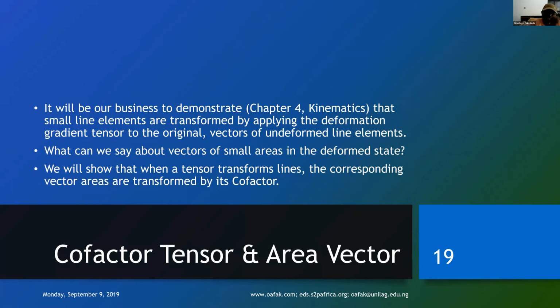You remember that if you have two vectors, the parallelogram they form constitutes an area. If the two vectors change because of transformation, because they have been transformed by a tensor, the areas also will change. The question is, is it that same tensor that is responsible for transforming the area? We will show that when a tensor transforms lines, the corresponding vector areas are transformed by the cofactor. It is not the tensor that transforms the lines that also transforms the areas. That is where the cofactor was born.